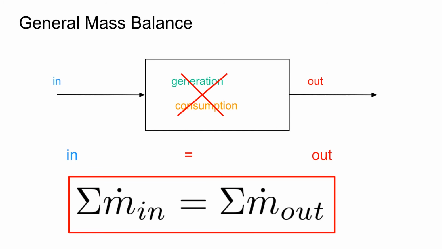And then we finally generalized the mass balance equation for systems at steady state without reactions as summation of everything coming in, setting equal to the summation of everything coming out. In equals out. That's going to be our main working equation.